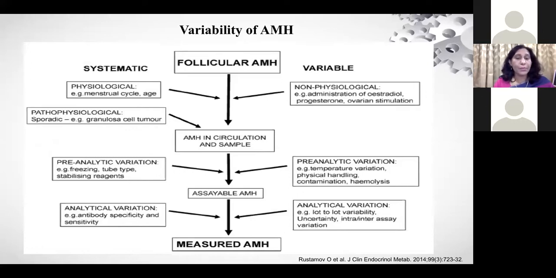There can be problems in AMH pre-analytic variations like freezing, the tube type, the stabilizing reagents, and also the temperature variations for the sample, physical handling of the sample, contamination, hemolysis, and how we assay the AMH, the antibody specificity and sensitivity, or there could be a lot-to-lot variability between the samples. There is uncertainty and inter-assay variations.